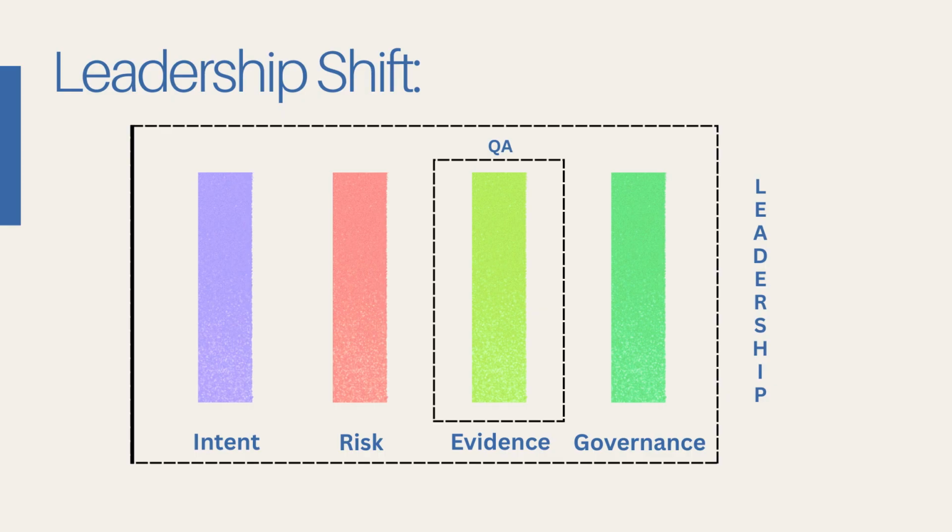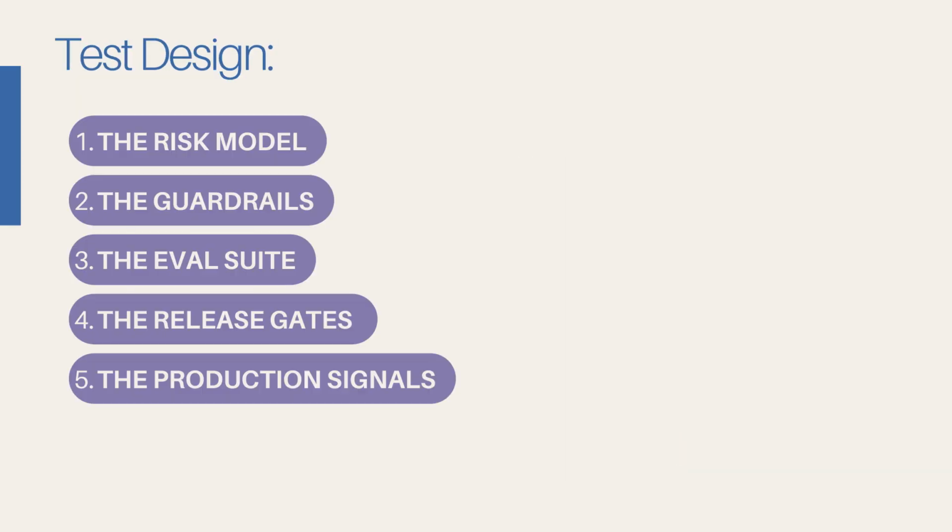As the quality leader, here's what you're designing: the risk model, what must never happen, full stop. The guardrails, permissions, approvals, allow lists. The evaluation suite, repeatable scenarios that score task success, correctness, and policy compliance. An evaluation is basically a test set with scoring. And it's how you catch regressions when the model, prompts, or tools change. The release gates, what has to be true before this ships, the production signals, what you're watching after it goes live. That's the full picture.